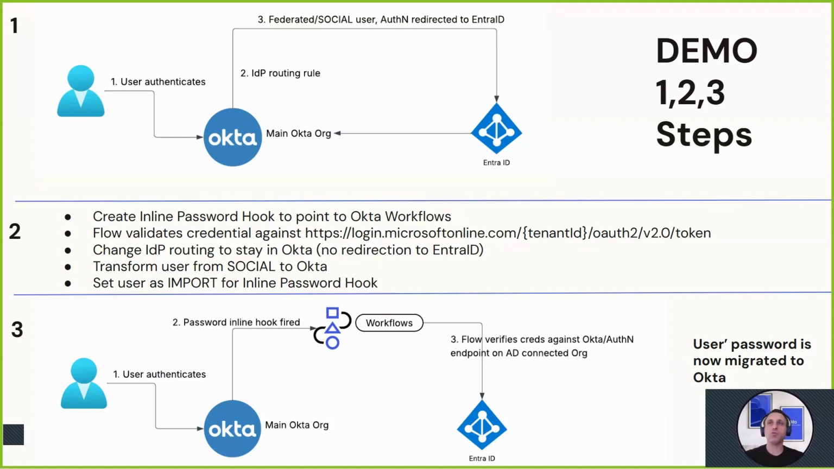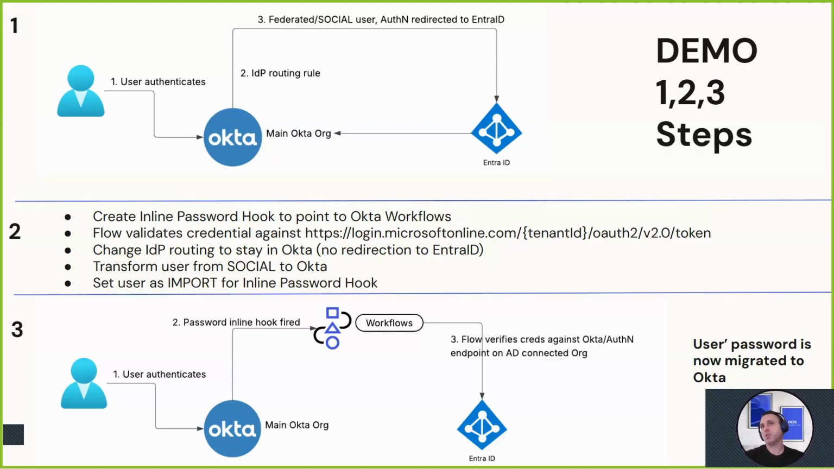So in the flow, I'm going to show you, I created a delegated flow so that we can select which user we want to migrate, right? You can use different ways, just for the simplicity of the demo, I use the delegated flow, passing the login name of the user I want to migrate. So what the flow will do will basically change the IDP routing. So it will tell Okta, hey, from this time on, don't redirect to Entra, just keep it in Okta because we're going to use password hook. It will configure the user in password hook, so transforming the user from social to Okta and then setting the user to import password hook.